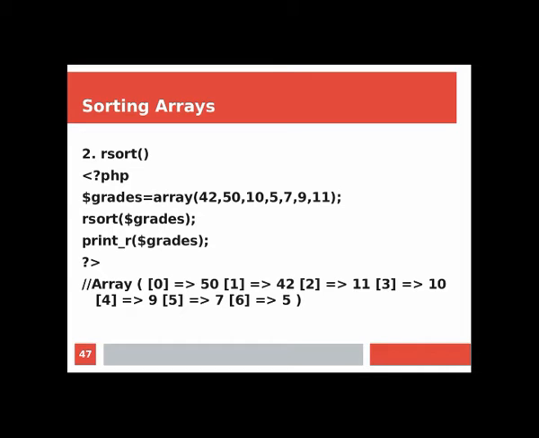So here the smallest element comes last. Remember, it is the same thing, but taken in descending order: rsort sorts the array values in descending order.